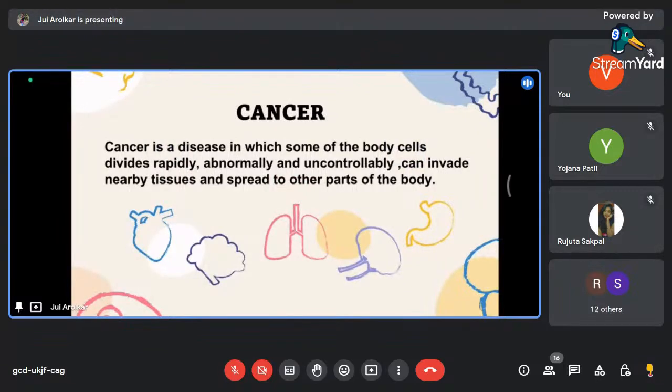So first, what is cancer? Cancer is a disease in which some of the body cells divide rapidly, abnormally, and uncontrollably and can invade nearby tissue and spread to other parts of the body.